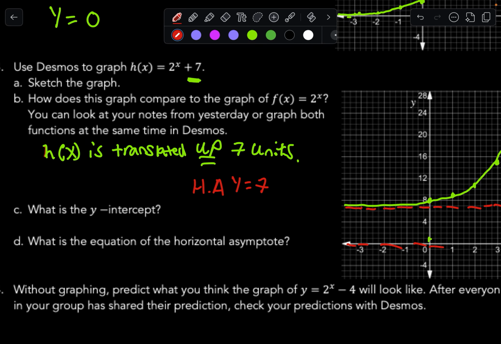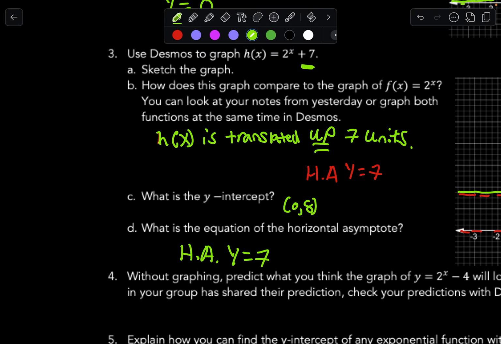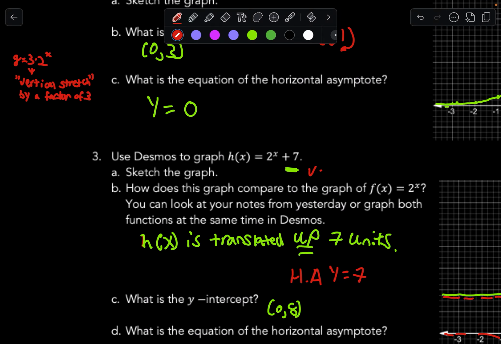So what is the y-intercept? The y-intercept is (0, 8). What is the equation of the horizontal asymptote? Well, the HA is simply y equals 7. So the rules are this with the plus 7. This is a vertical shift up 7 units.